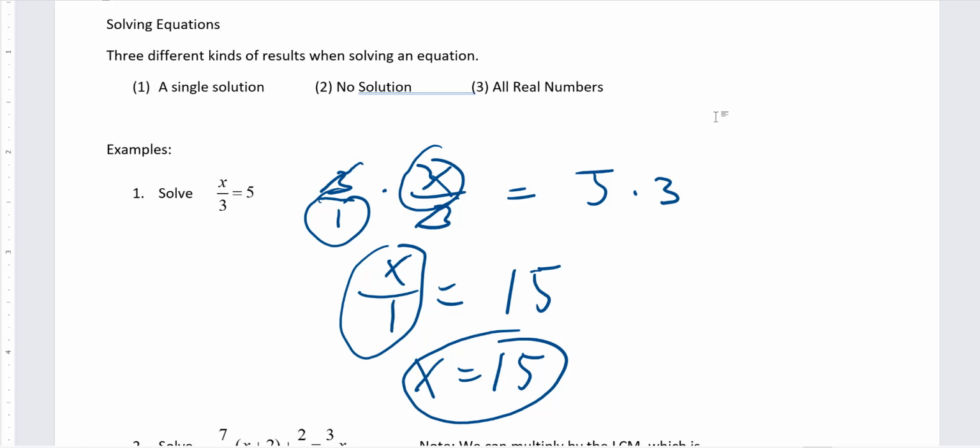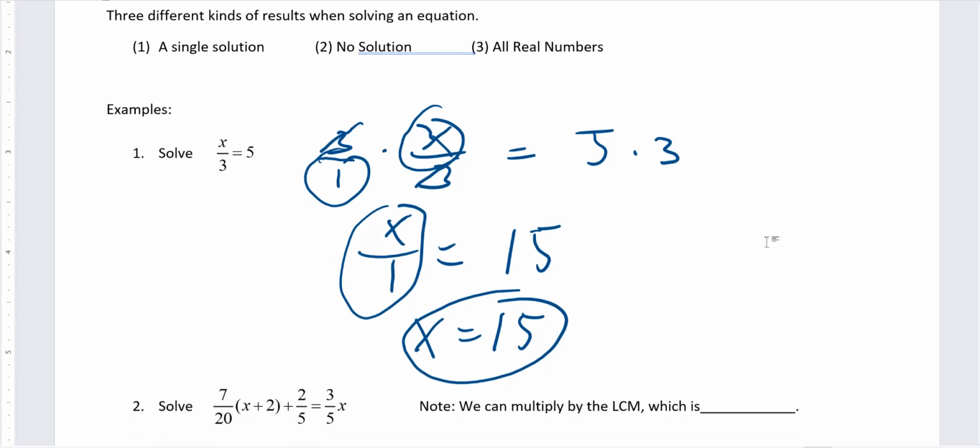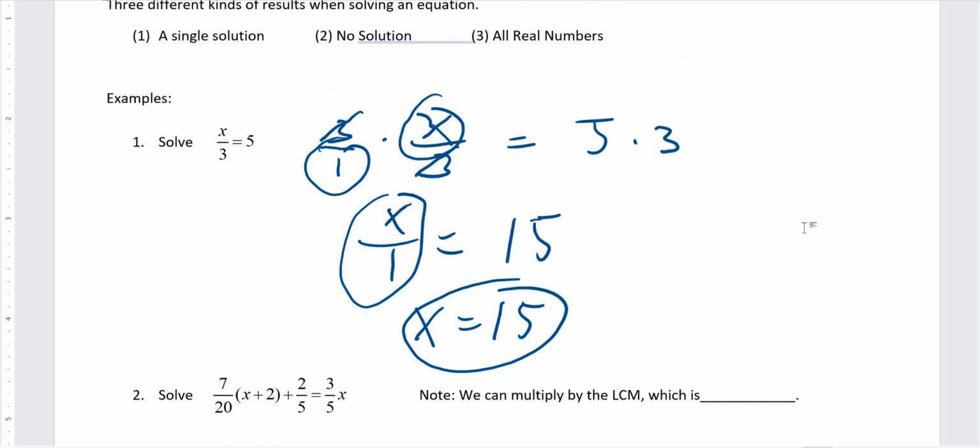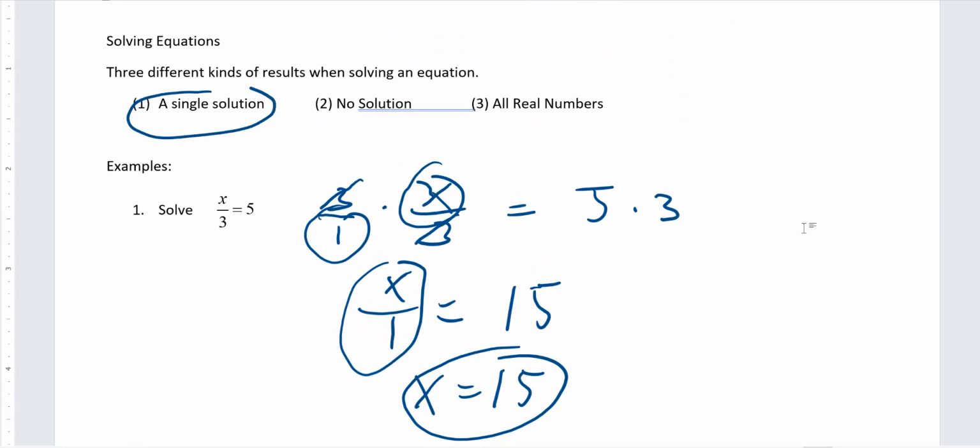And if I wanted to check and see if the answer is right, which we don't need to do, but if I wanted to, I could plug 15 into here for x, and I would see that the equation is true. Okay, there's our first answer. That's an example, by the way, of an equation that has one and only one solution.